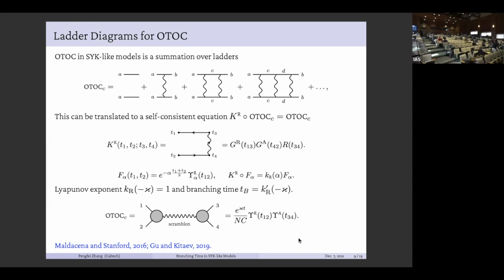But my question is, what about the exponential kappa t? It seems it's not necessary to have the exponential part, right? That is an assumption for the scrambler, right?